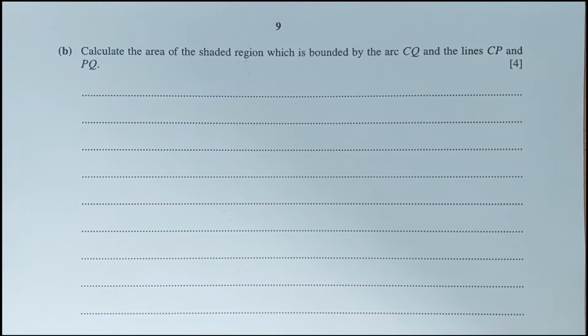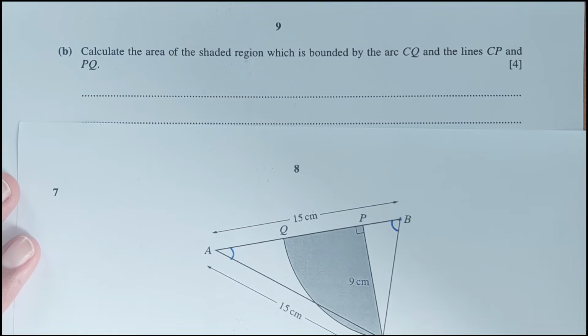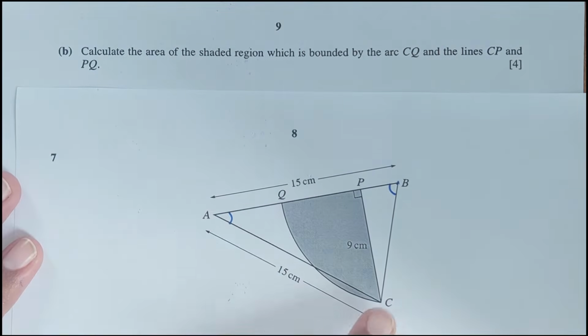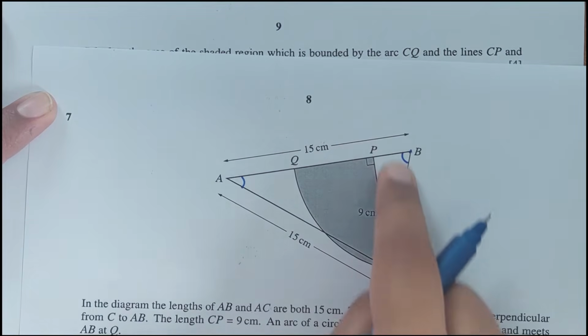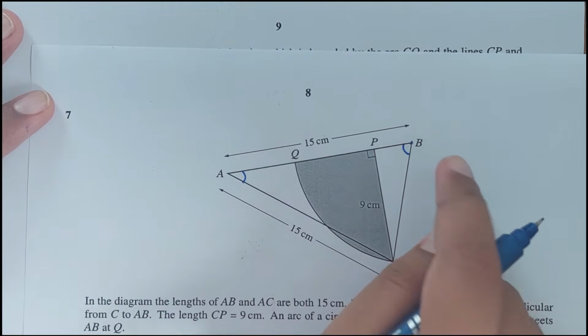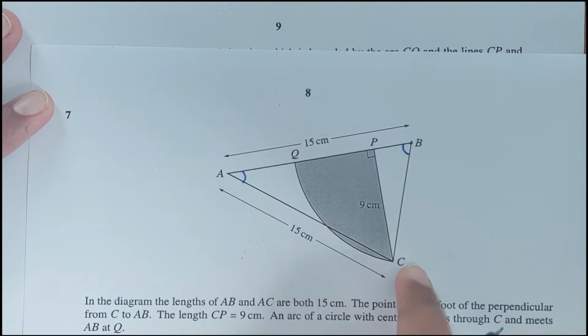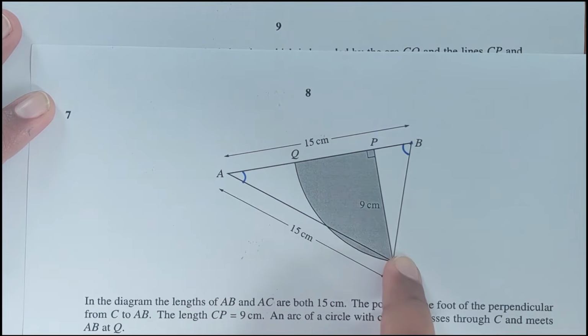Now for part B, calculate the area of the shaded region. This shaded region is bounded by the arc CQ and the lines CP and PQ. Basically we have to find the area of this sector and subtract the area of this triangle. The area of a sector is half r squared theta. BC is the radius and we have theta, so first we need to find BC, and then PQ as well for the area of the triangle.